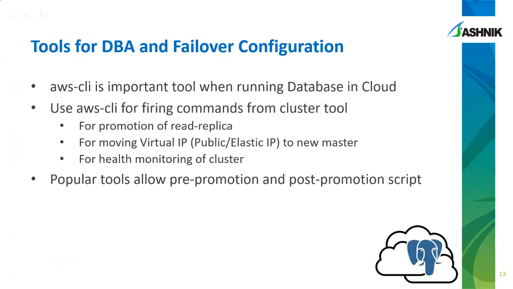There are also similar options available in EDB Failover Manager, which allows you to have a fence script and post-promotion script that can be used either to promote a particular Postgres instance running on an EC2 virtual machine, or it can also be used to switch the virtual IP or the public IP, which in terms of AWS jargon we call the elastic IP. You can move the elastic IP and reattach it to the standby which is being promoted.